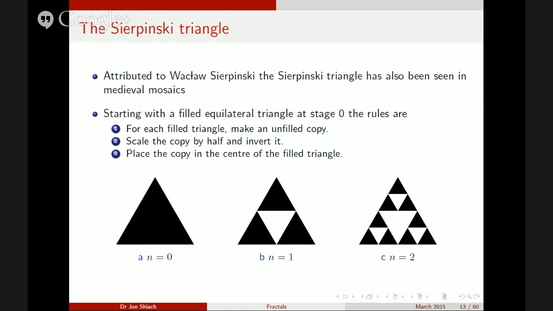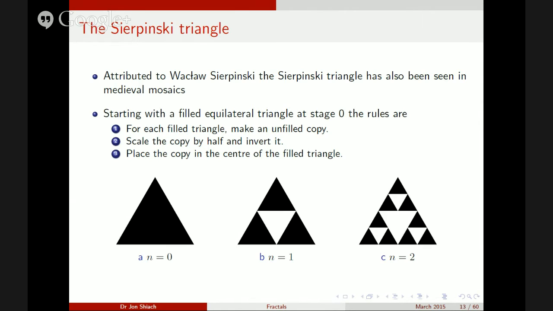Okay, the next one, which tends to be one of the common, popular ones you see, is something called the Sierpinski triangle. This is a nice design. It's named after a Polish mathematician, but it's actually been seen in some medieval castles and churches as a nice mosaic-type pattern.